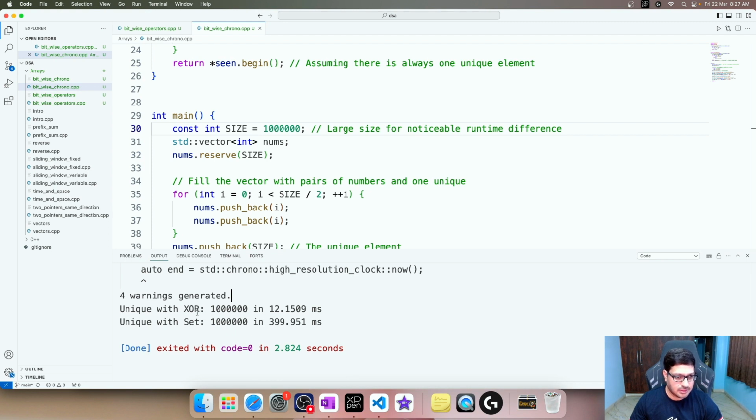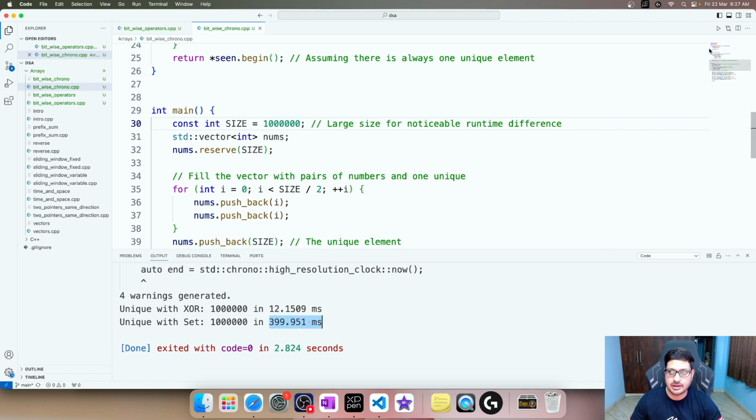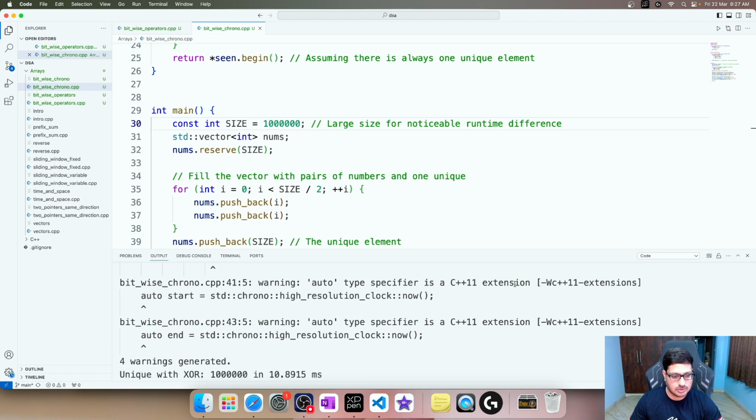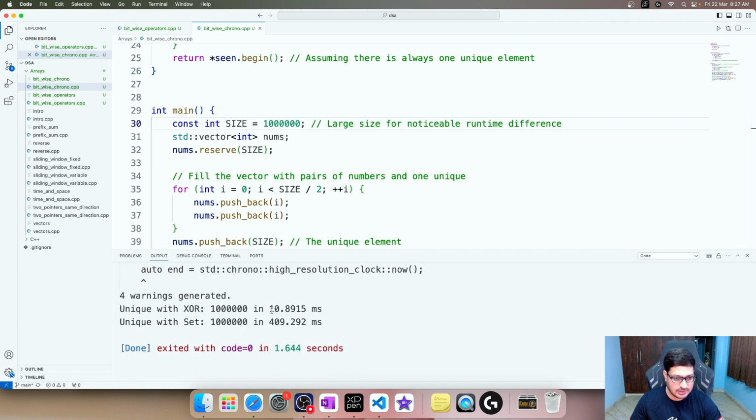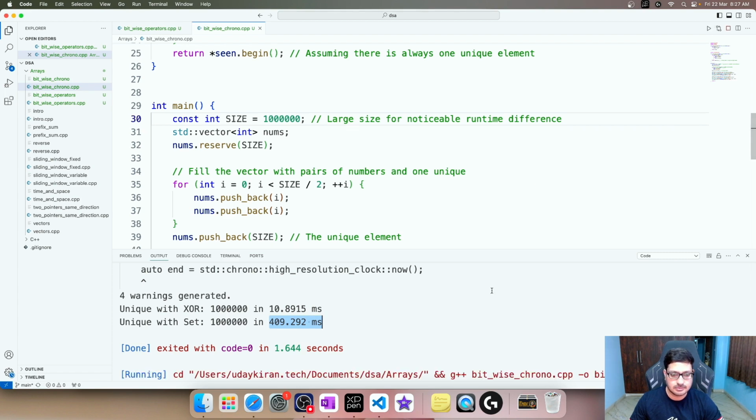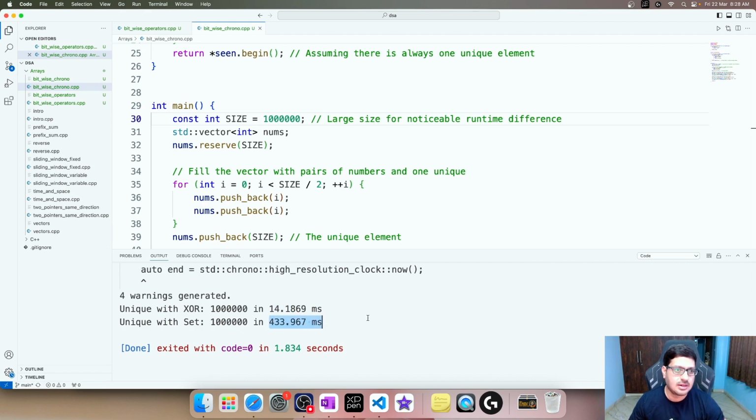Unique element finding with XOR for 1 million elements. So those are 1 million elements in the vector, and XOR is taking 12 milliseconds, but set is taking almost 400 milliseconds. If I run it again and again, you can see the difference. So this is taking 10 milliseconds, this is taking 400 milliseconds. Let's run it again, and you can see 14 milliseconds, 400 milliseconds. So there is a massive difference in terms of performance.